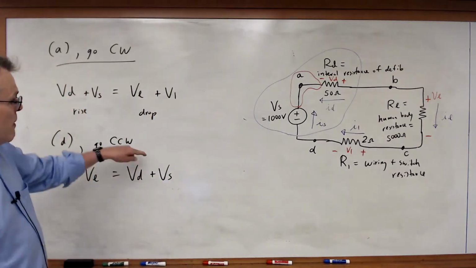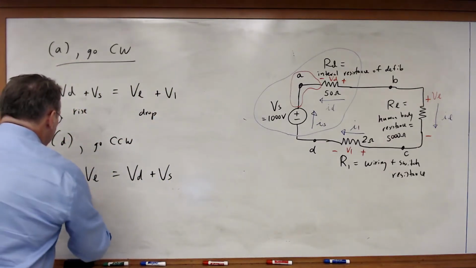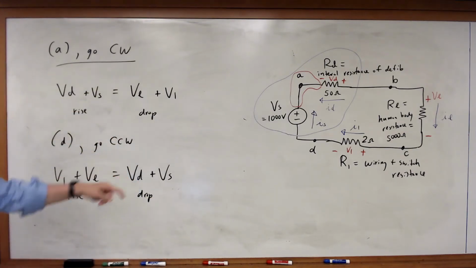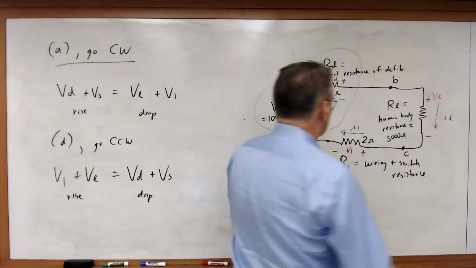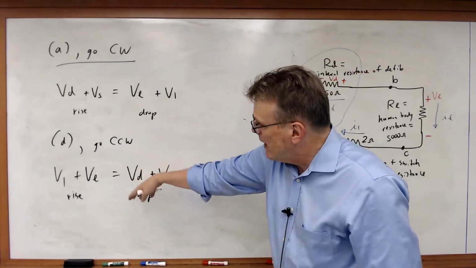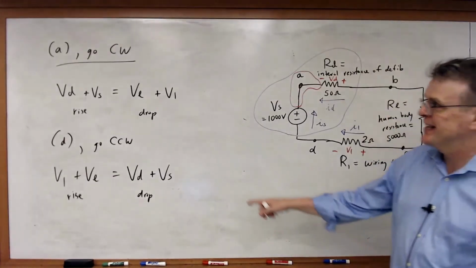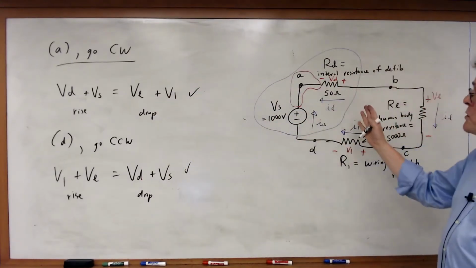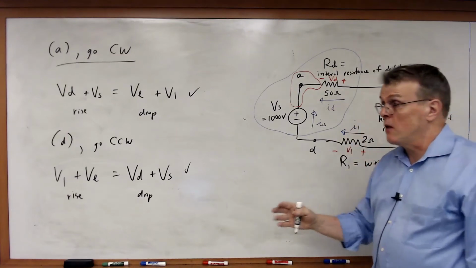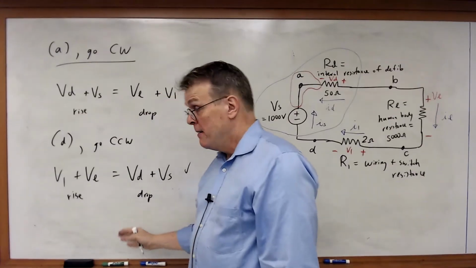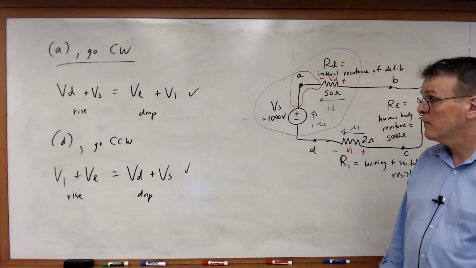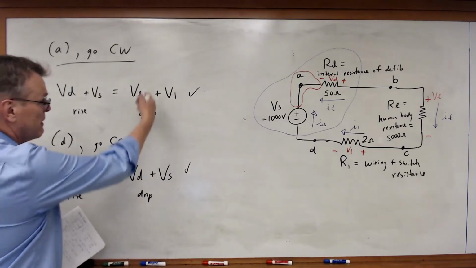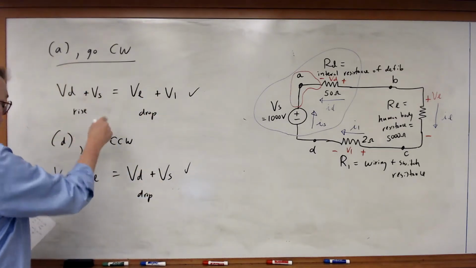So notice, in this case, the rises and the drops flipped around because the direction changed. I either went clockwise or I went counterclockwise, and then what I defined as a rise or a drop got switched around. But notice, this equation and this equation are the same equation. So it doesn't matter where you start, whether you go clockwise or counterclockwise, as long as the drops are equal to the rises, you'll get the correct equation. Okay? So that's my equation. No matter where I start, I get the same one. There's really only one KVL equation here.